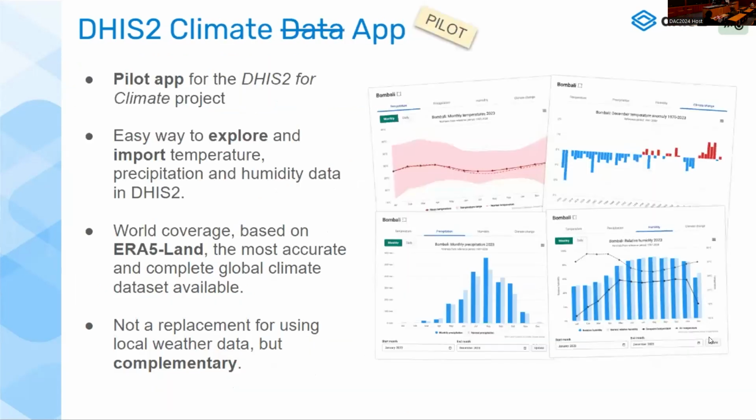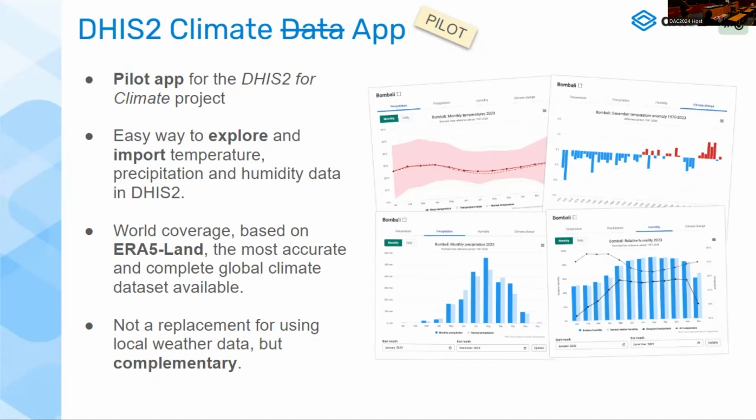So for this reason, we have made this Climate App. It used to be called the Climate Data App, but we saw that no one was using that name. It was just Climate App. So we will also change the name in the next version. This is a pilot app for the DHIS2 for Climate project, but we know it's already used in production, so we will make sure that this app is stable and something you can use over time.